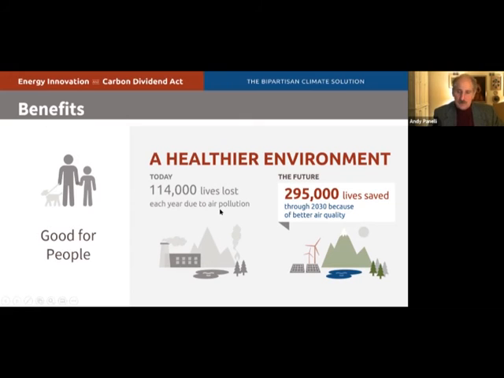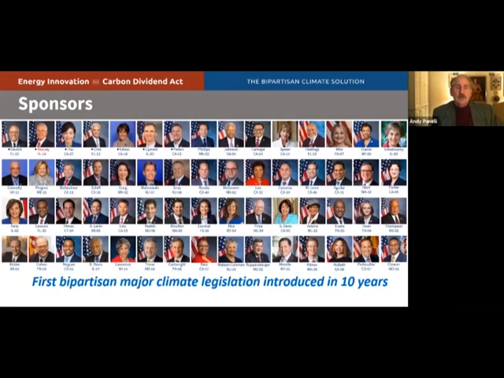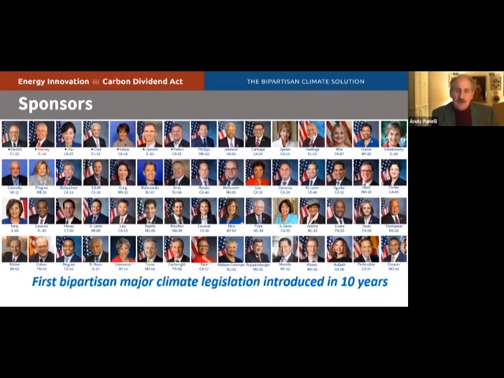And, we didn't talk about the lives that are lost each year, but there's about 114,000 premature deaths each year, and that number will go up. Think about all the people that were breathing that befouled air in California this summer, and the healthcare consequences of that. But primarily, this is not a program that's going to grow the size of government. It's a revenue neutral program because the fossil fuel companies are paying the fee, and so it's not increasing the national debt.